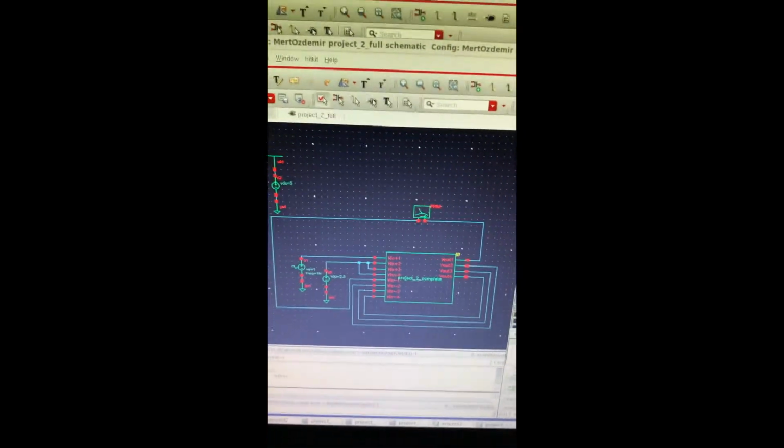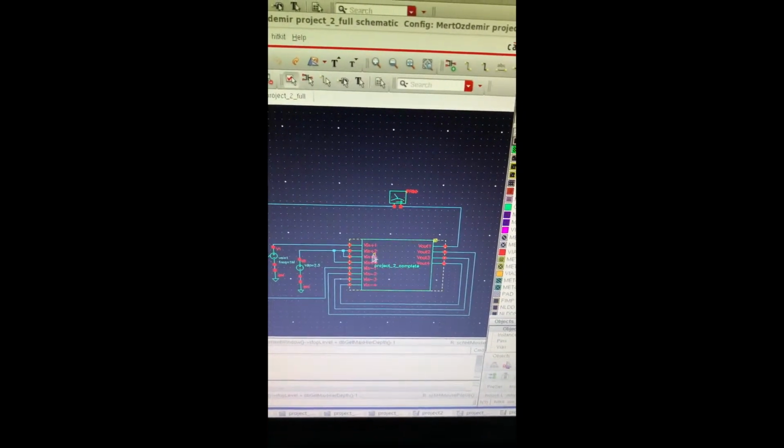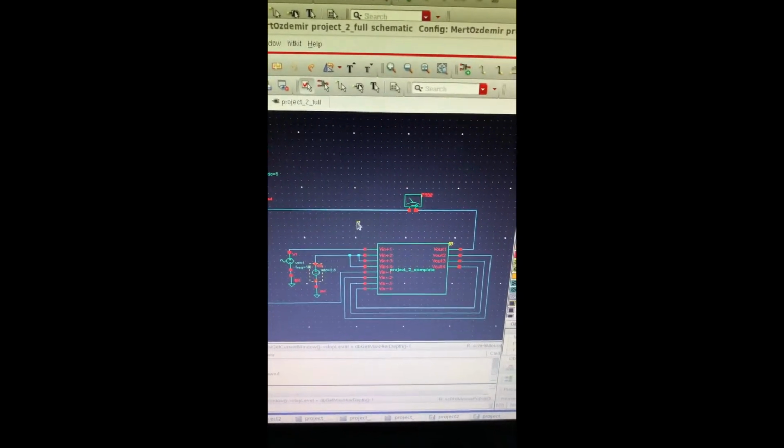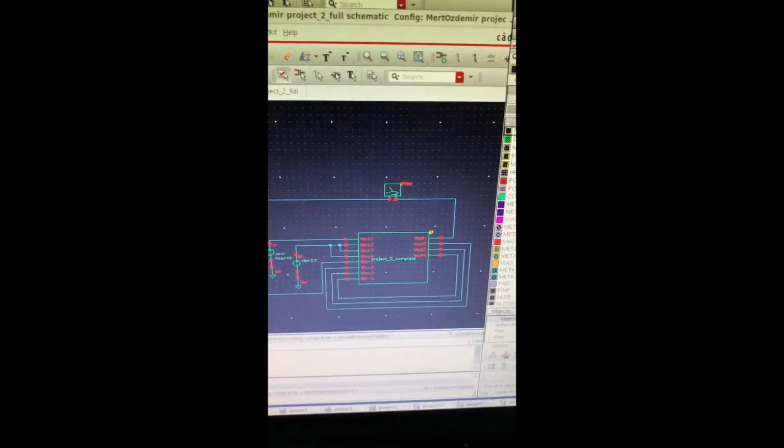op-amps. So in order to look at the specs of the op-amps, I've done a stability test of the op-amp in this circuit. As you can see, this component is the op-amp, and these are inputs in order to do a stability test. And the results of the stability test of the chip are here.